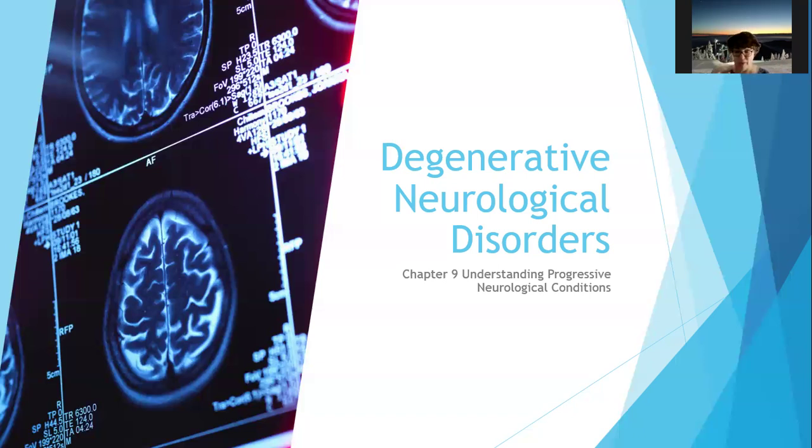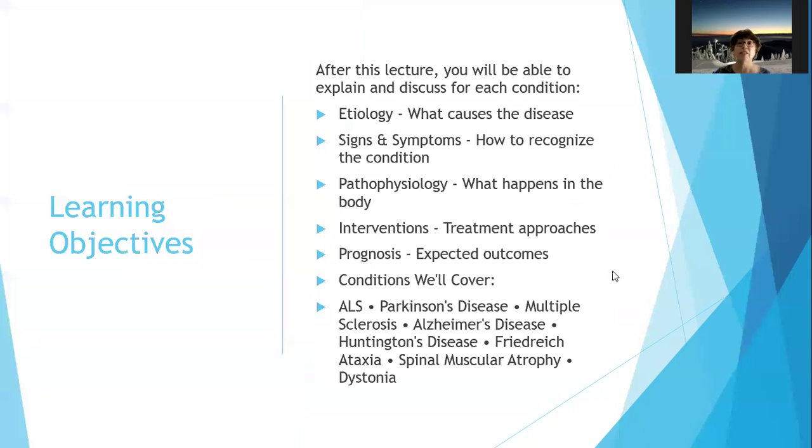And the chapter sets it out neatly, so it makes it easy for me. So our learning objectives, for each disease, we're going to talk about the etiology, signs and symptoms, what's different about this from other neurological disorders, the pathophysiology, what happens in the body, what happens to those poor little cells, and interventions, our treatment approaches in physical therapy. We will talk about some other treatments like medical treatments, but not in great detail. And the prognosis, what's the expected outcome?